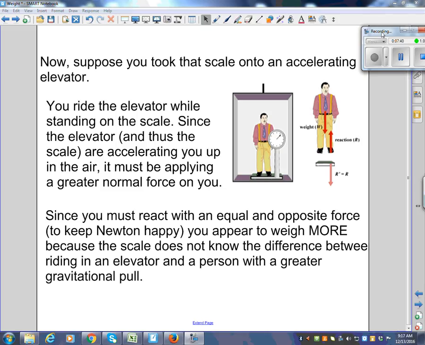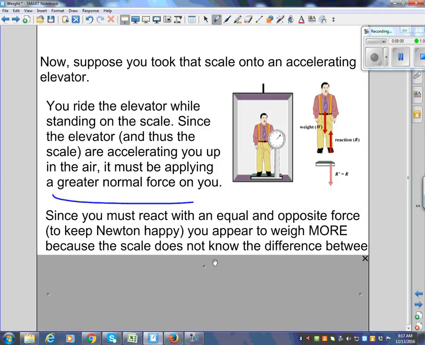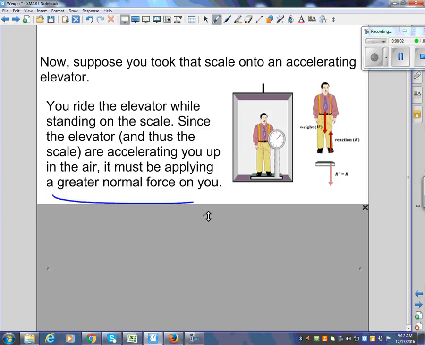Let's talk about this weird-looking man with the creepy suspenders and the dad pants on. Suppose you took that scale onto an accelerating elevator. You ride the elevator while standing on the scale. Since the elevator and thus the scale are accelerating you up in the air, it must be applying a greater normal force on you. If you are being accelerated up, you're being pushed up into the air, the normal force has to be more, Newton's law, equal and opposite. You have to push down with more, which makes you heavier.